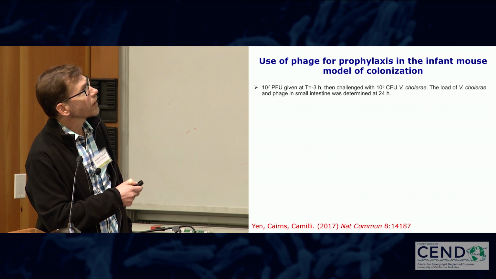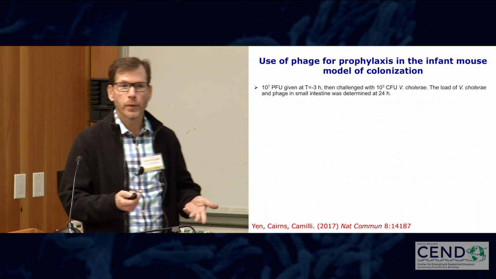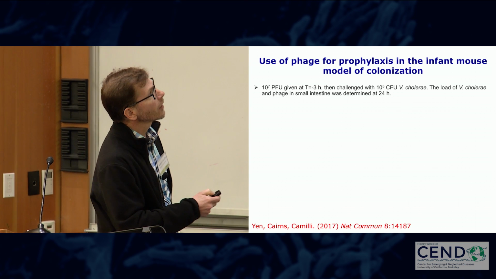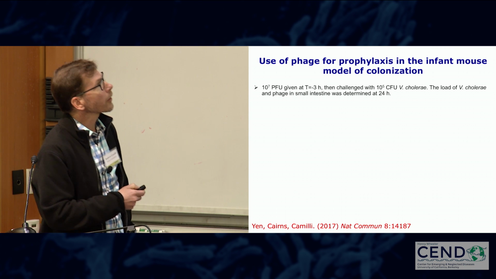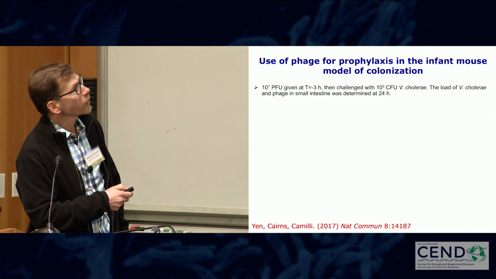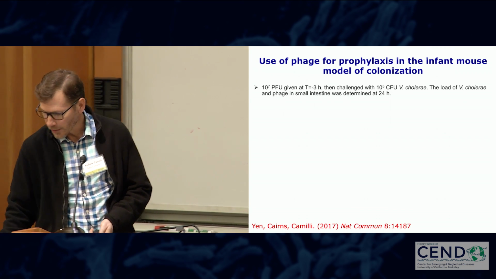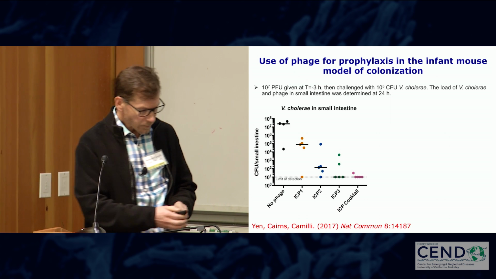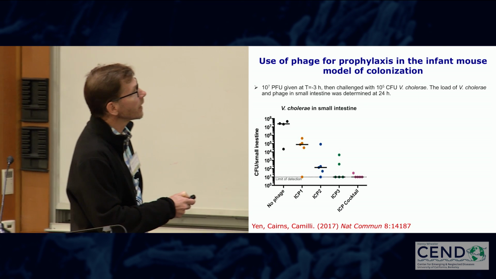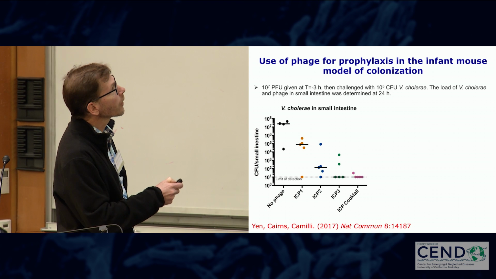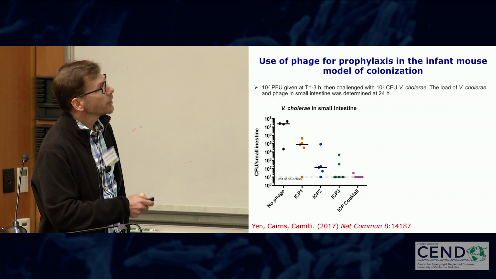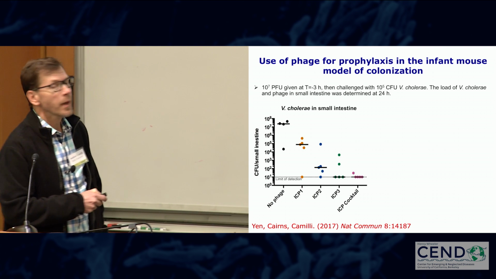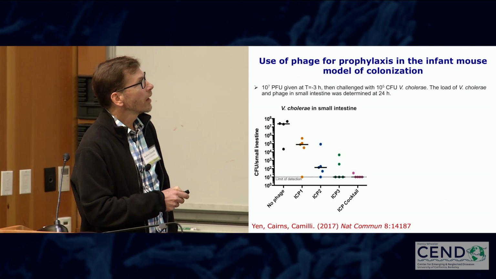And I say minus 3 hours, so we'll then wait 3 hours and then challenge these mice with what would normally be a lethal dose of Vibrio cholerae. We'll let the infection go for 24 hours and look at the load of the bacteria in the small intestine. What you can see here is if you don't give any phage prophylaxis, all the mice are highly infected, but using these individual phages that I've talked about, we see varying levels of protection.